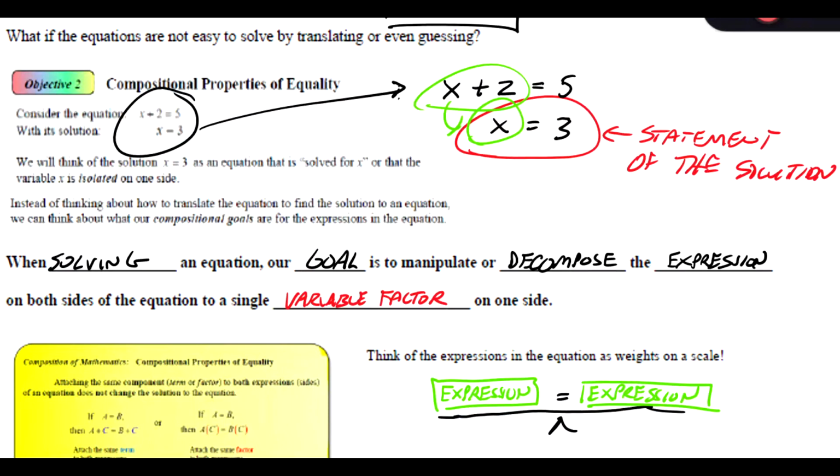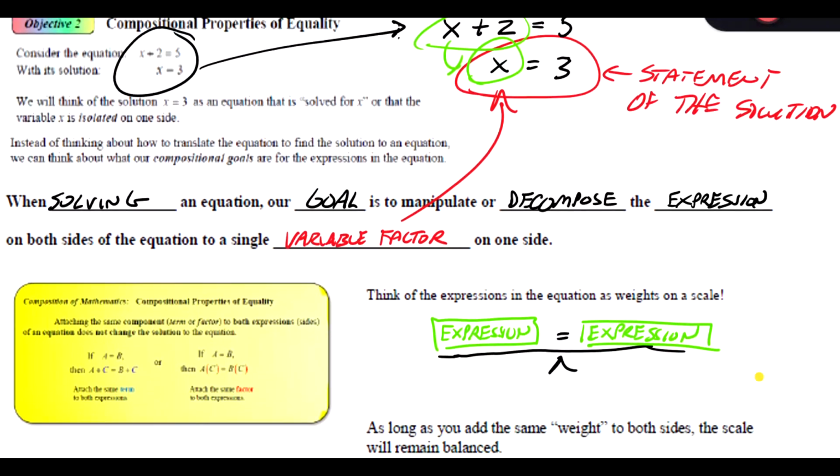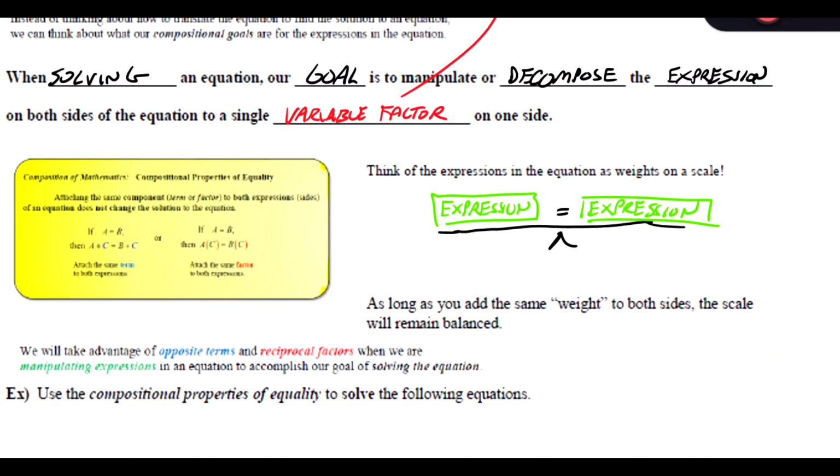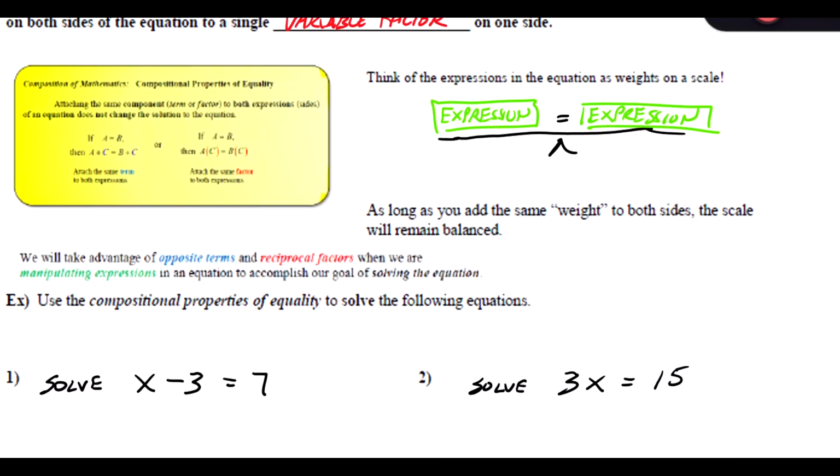So if you think about it, if I can create an equation where it's just x on one side, which is a single factor, it's one term and there's only one factor of x. If I can manipulate expressions to get that, then I'll have solved my equation because I have the statement of the solution, x equals. So in order to do this, we need to know a little bit about how we can work with equations. So the compositional properties of equality.